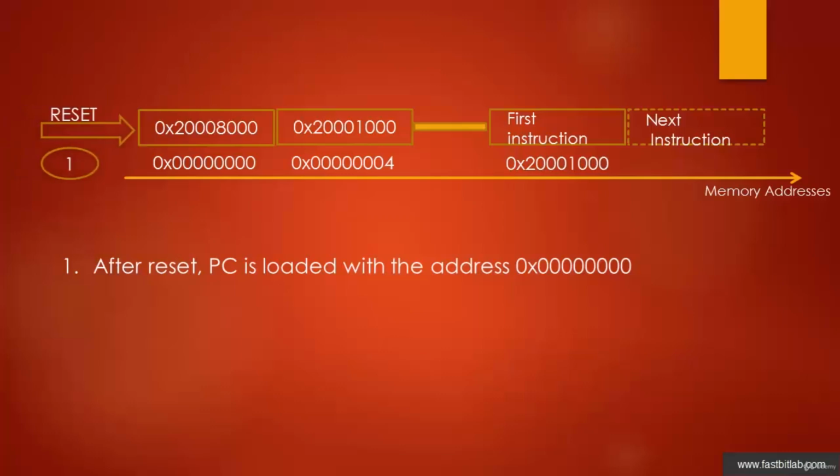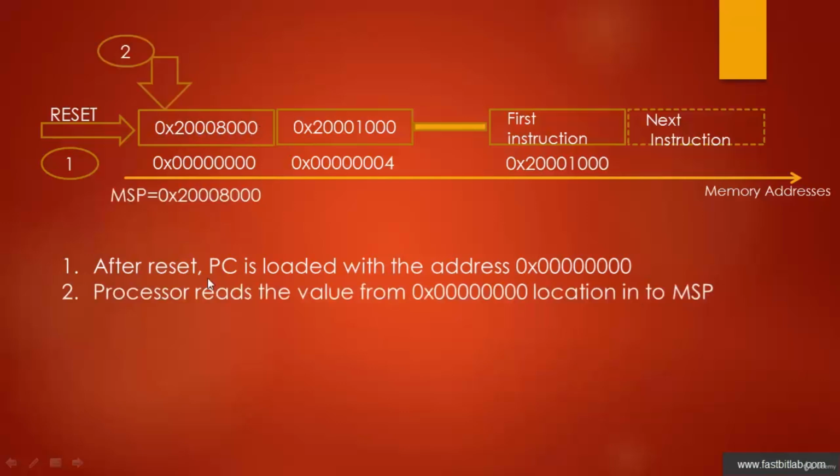First reset. Okay, the PC is loaded with address 0. And let's say at address 0 we have this value, 0x20008000. Assume some value. So the processor reads the value from location 0 into MSP. Now MSP is equal to this value.